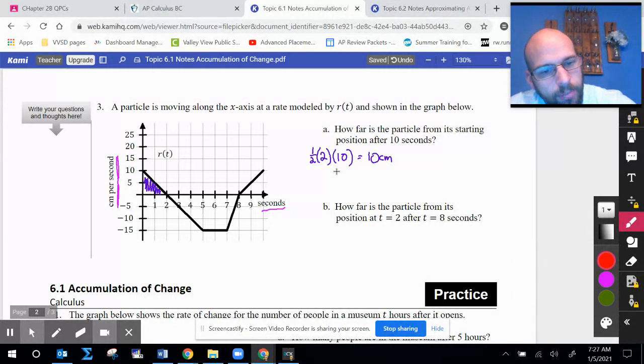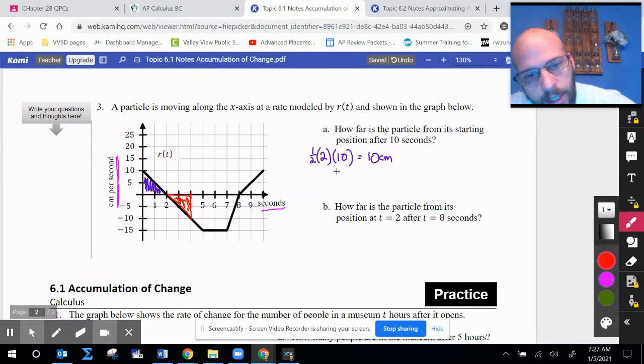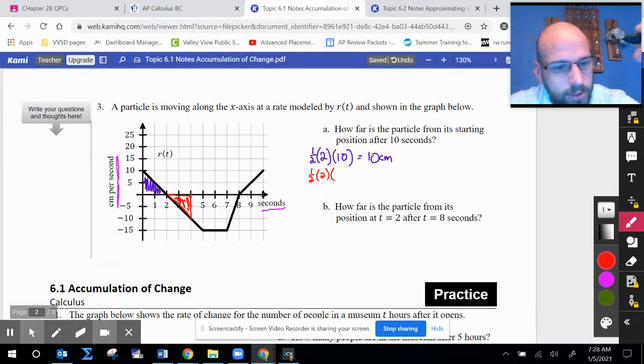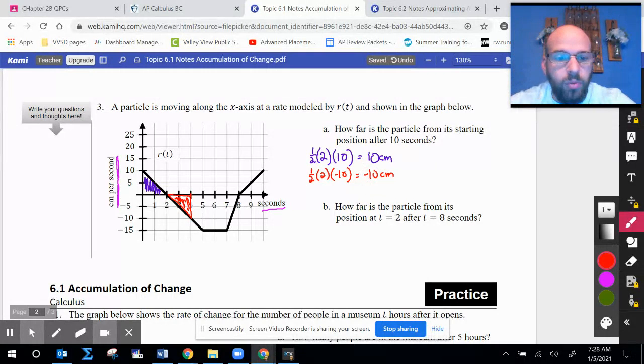Now, watch what happens down here. This is below the x-axis. Okay, so something interesting is going to happen here. So now I'm going the other direction. My velocity is negative. So I'm going to have 1/2 times 2 times a negative 10, which would give me a negative 10 centimeters. So I'm back to where I started, believe it or not.